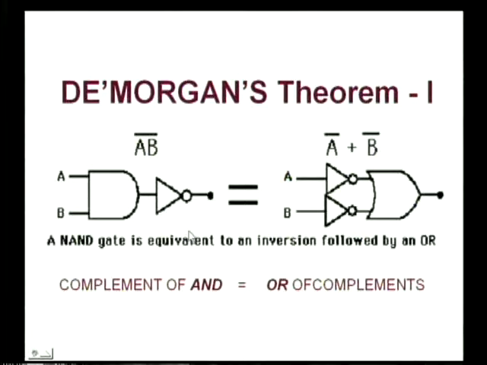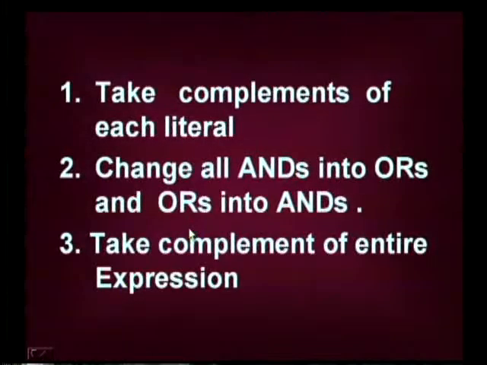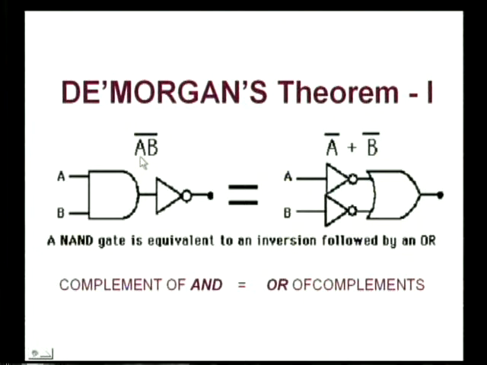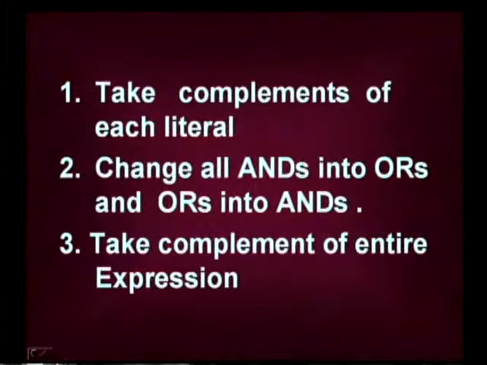So, following the steps of De Morgan's theorem laid out previously, we see the first step: take the complement of each literal. A becomes A bar and B becomes B bar. Then comes the ANDing step: change all ANDs into ORs and ORs into ANDs.